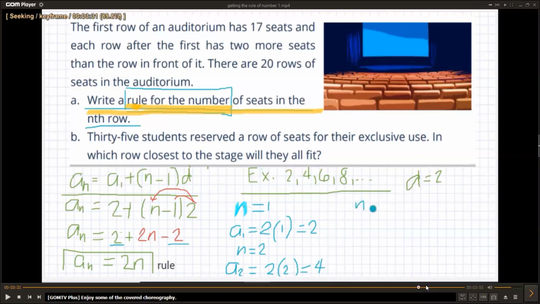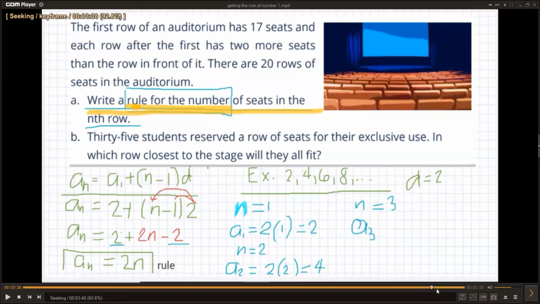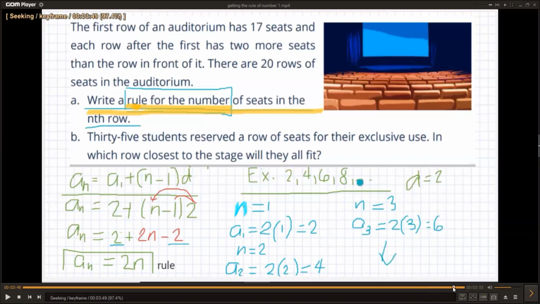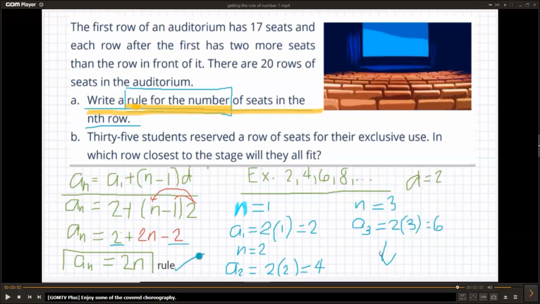Now, what about the third term, or a sub 3? That's 6, and so on and so forth, and it all follows. So if that is true when we tested it, and we get the correct pattern, then this is the rule of this sequence.